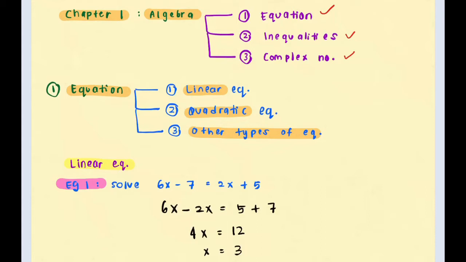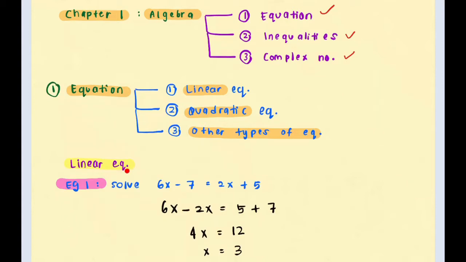We'll cover 3 topics, which are equation, inequalities, and also complex number. Let's start with the first one, 1.1, which is equation. So in equation, it is divided into 3 main topics, which are linear equation, quadratic equation, and also other types of equation. Let's go to linear equation first.